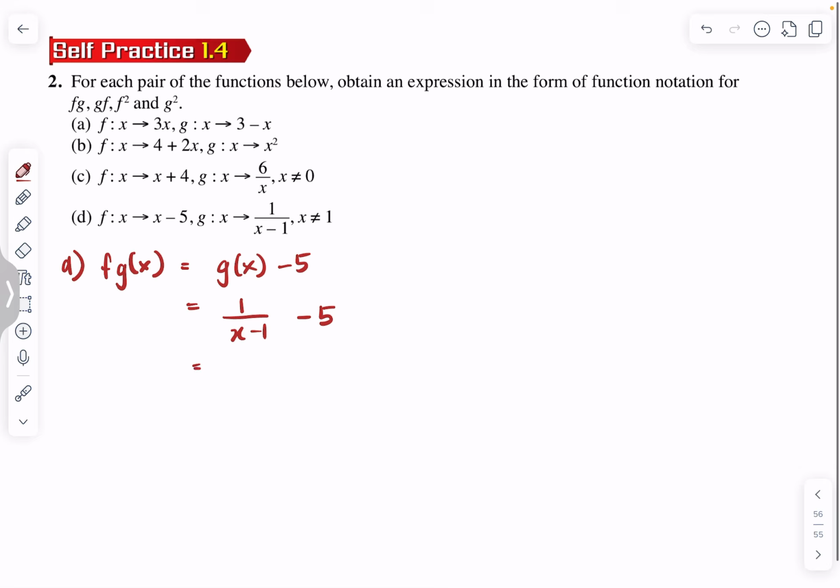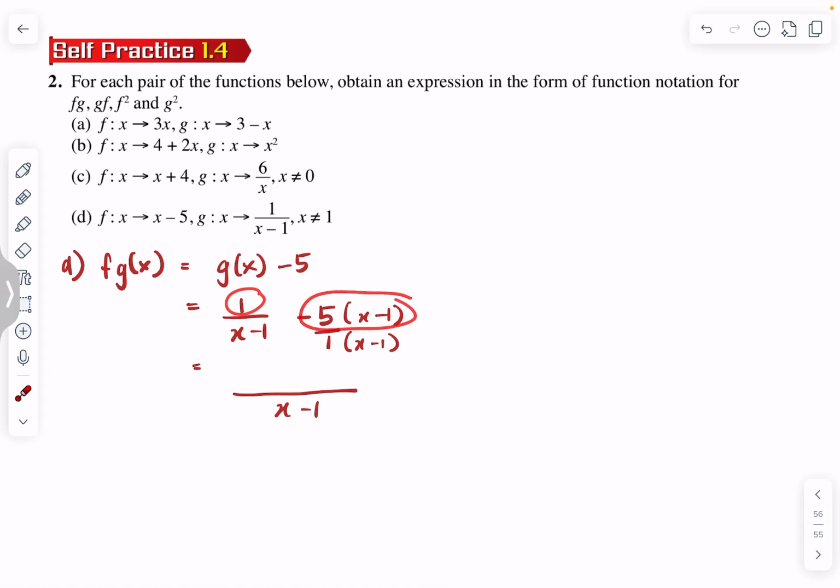Okay, so let's see how to make it into a single fraction. This is 5 over 1, so our denominators must be the same. That means we must times top and bottom by x minus 1. So here our denominator will now be the same. Our numerator will be 1 minus this. So 1 minus 5x plus 5, which gives us 6 minus 5x over x minus 1. So here, don't forget your condition. Our denominator cannot be 0. So if x is 1, our denominator will be 0, right? So x cannot be 1.